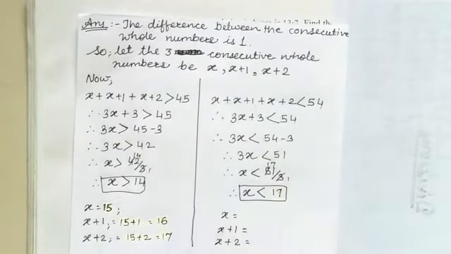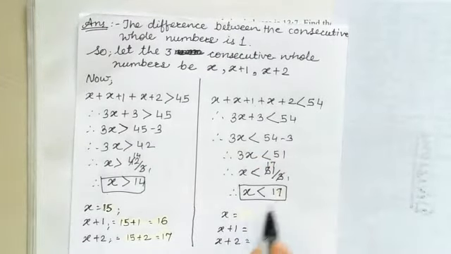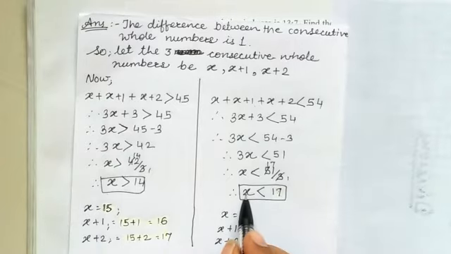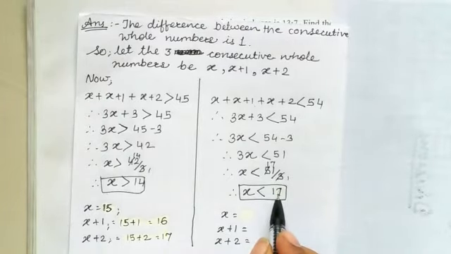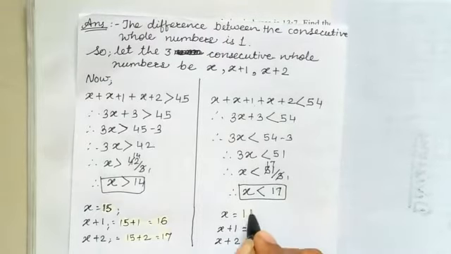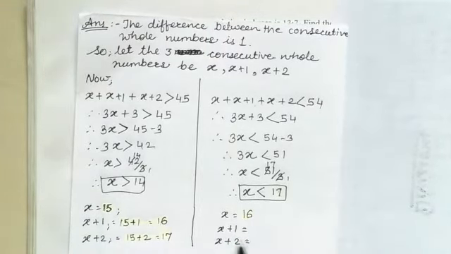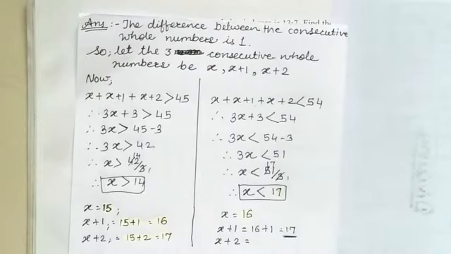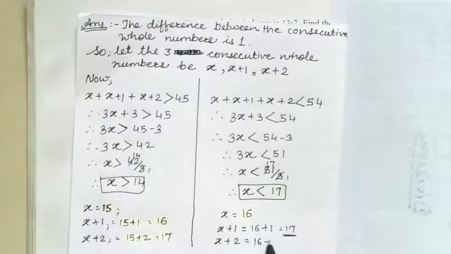Similarly, on the basis of this equation, we can find out the three consecutive whole numbers. So x is less than 17. So less than 17, it means one of the numbers should be less than 17. So the previous number of 17 will be 16. So therefore x is equal to 16. x plus 1, it means 16 plus 1. So the number will be 17. And x plus 2 is the third consecutive whole number. So 16 plus 2, the number will be 18.